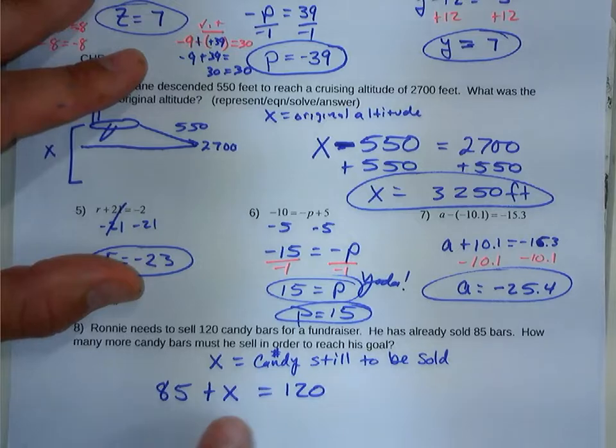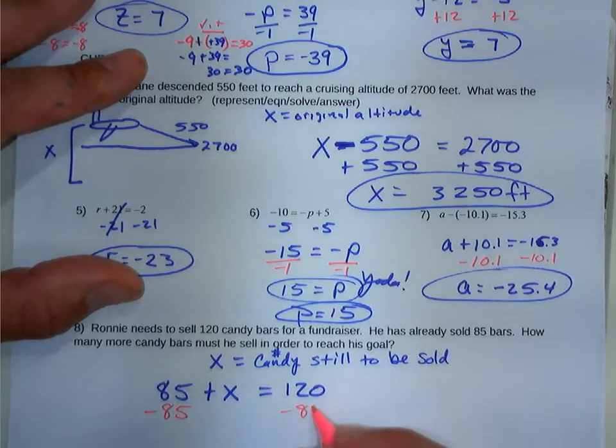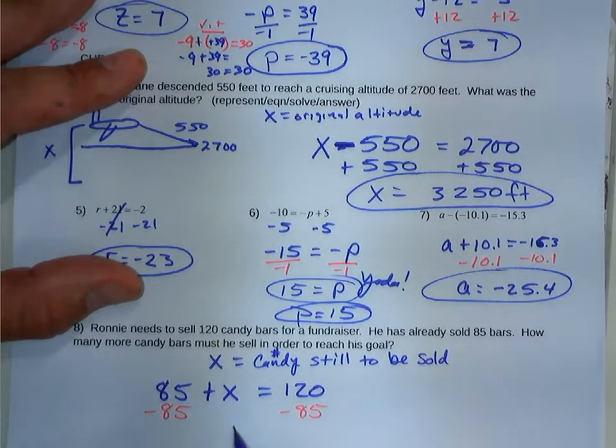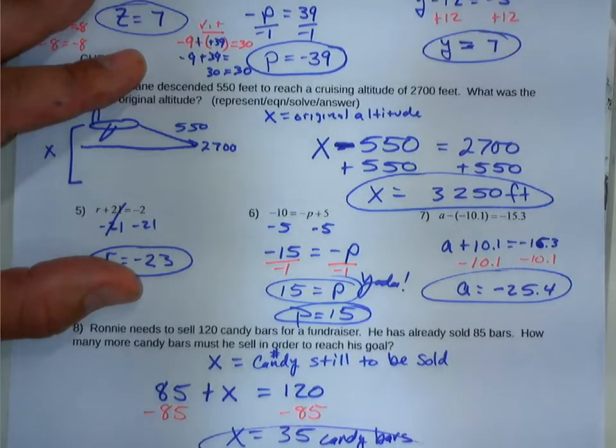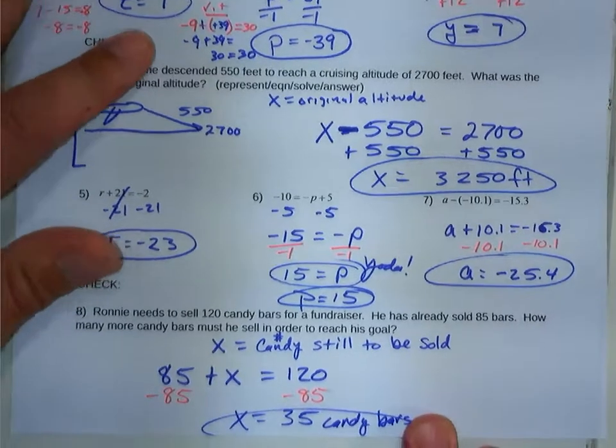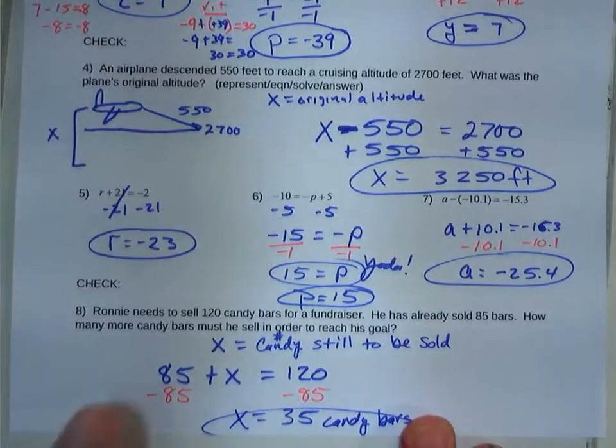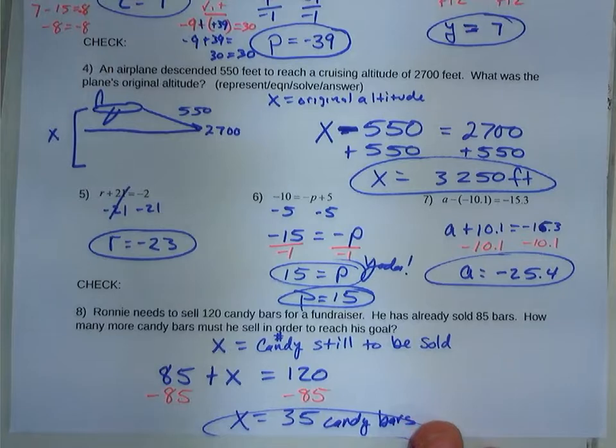Well, the last thing I want to do is just solve for X. I'm going to go ahead and subtract the 85. That's a positive 85, so make sure you subtract it. And if I take 120 and I subtract 85, that will give me 35 candy bars. And that's how many he still needs to sell. Okay? You can double check. 35 and 85 together is 120. Works out perfect.